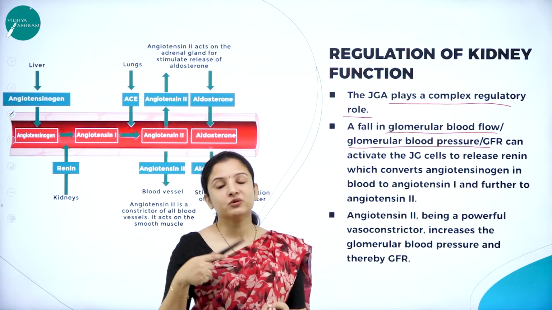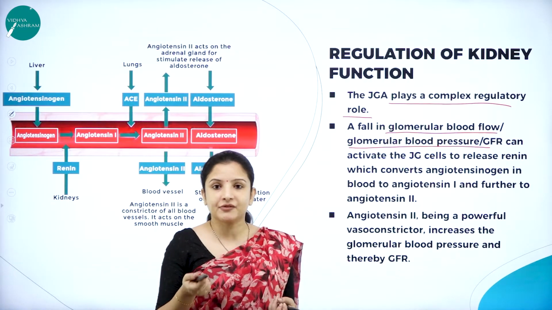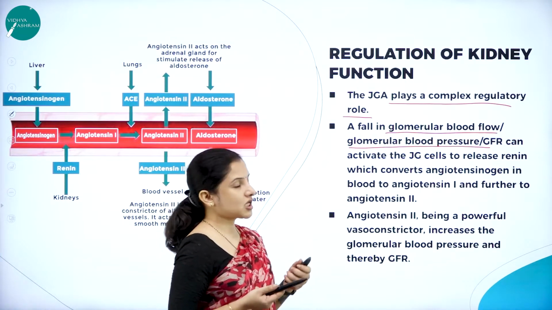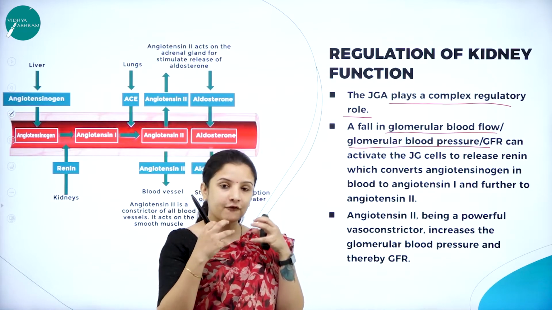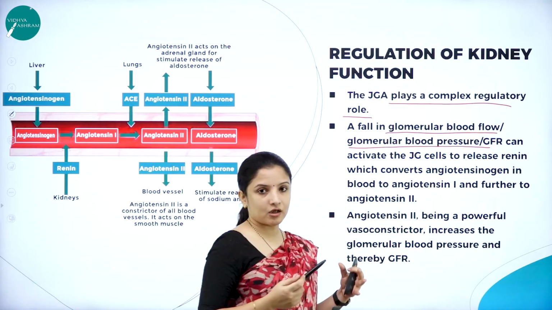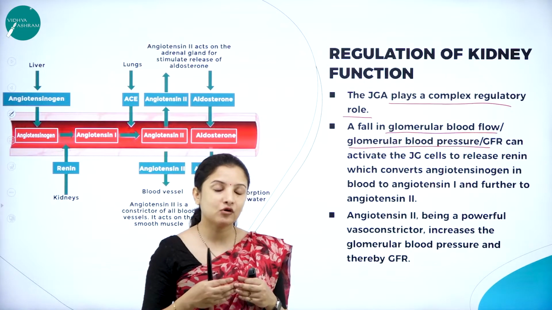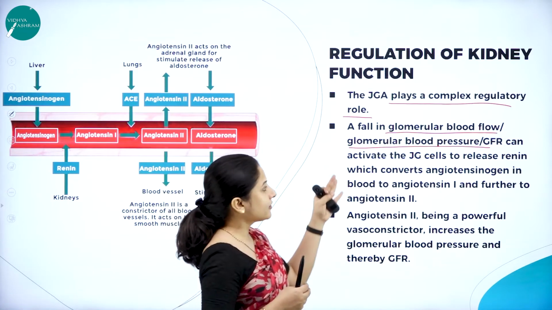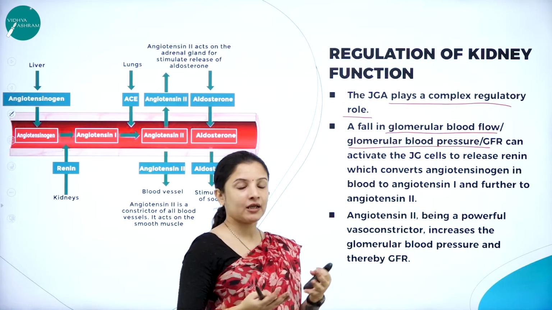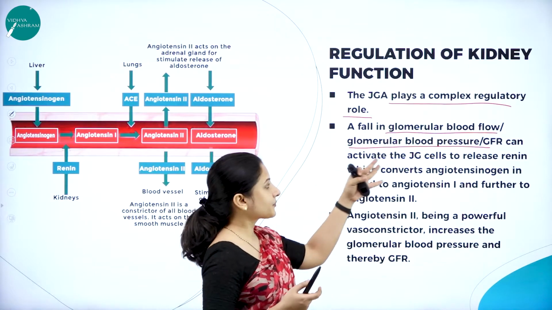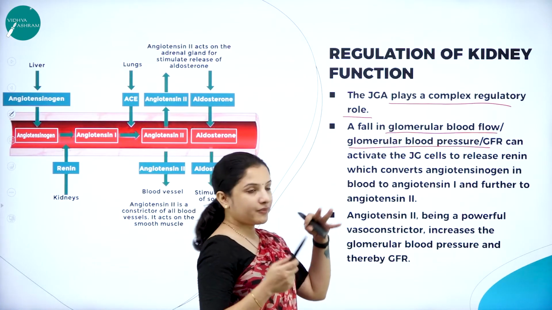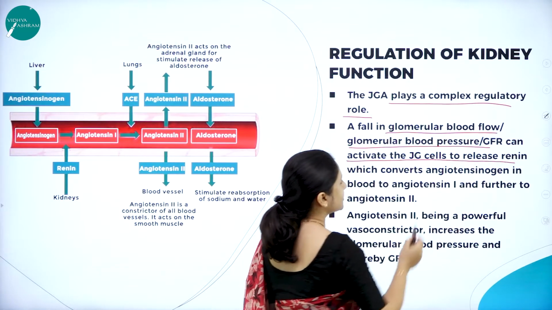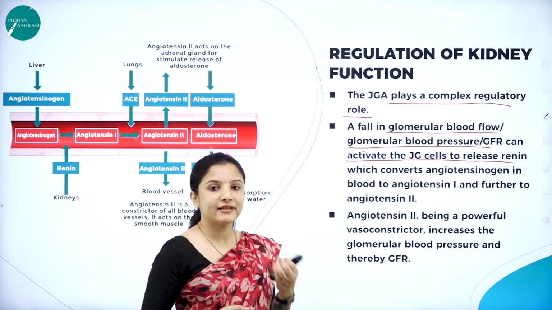The person will have to visit the bathroom many more times than a healthy person usually has to. So here what happens in the JGA? In the JGA, a fall in the glomerular blood flow will occur, and when a fall in the glomerular blood flow occurs, it means a fall in the glomerular blood pressure will occur. Or we can also put it this way, the glomerular filtration rate will decrease or it will be maintained. Therefore, it will activate the juxtaglomerular cells to release a special component called renin.